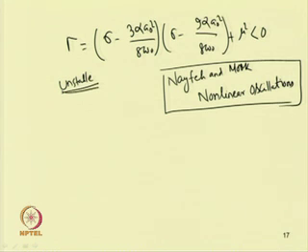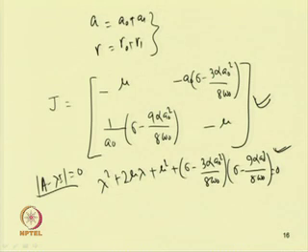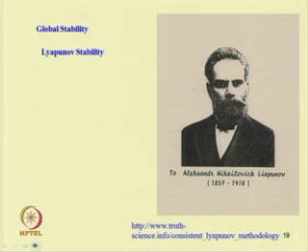So, in this way one can study the stability of the system. Sometimes this Jacobian matrix may have distinct eigenvalues, or sometimes they may not be distinct. So, depending on these eigenvalues, one can study the stability and one can obtain the bifurcation diagrams. So, let us study the global stability.